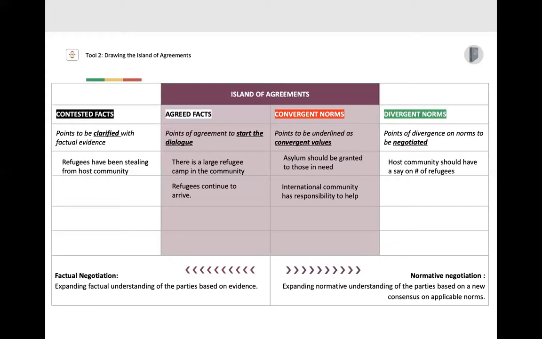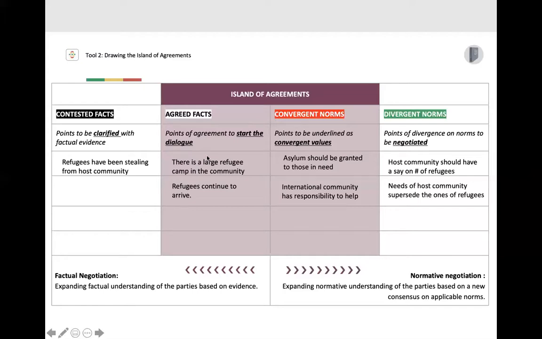And then these divergent norms, points of divergence, these are things to be negotiated. You know, the host community should have a say on the number of refugees, or there's a need of the host community that supersedes those of the refugees. And really what we're talking about with this tool is if you can slot in facts and norms and find out a bit where you stand, it helps you suss out, one, are you working towards a factual negotiation?